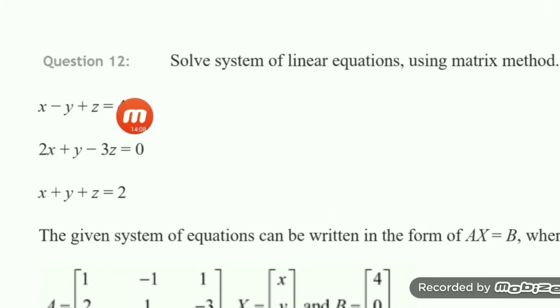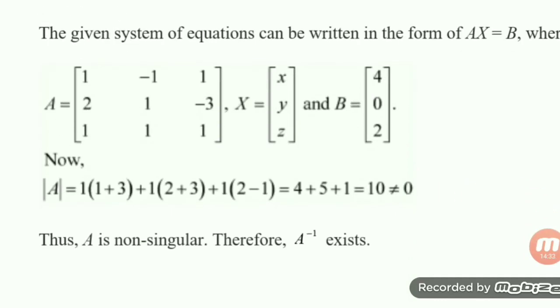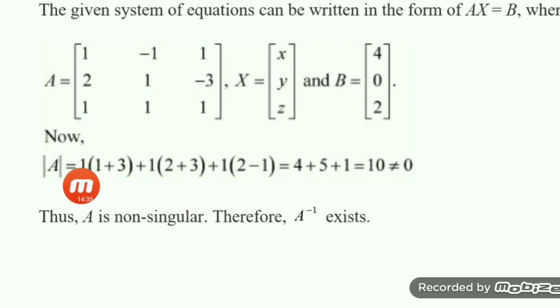Here you see question number 12 is there. Solve the system of equations by using the matrix method. So this is the system of equations. Put it in the form AX equal to B, where what is A? Hope you understand how to get the value of A. 1, minus 1, 1; 2, 1, minus 3; third is 1, 1, 1. And 3 variables, so a column matrix of order 3 by 1. And here 4, 0, 3, a column matrix of this order. Then get the value of the determinant of A. We already know how to get the value, so I have calculated, and we got the value 10, not equal to 0. So A is non-singular, A inverse exists.